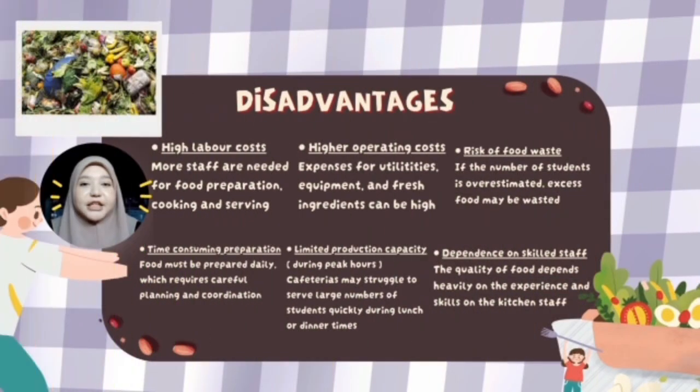The disadvantages of using conventional food service system in universities are, first, high labor costs. More staff are needed for food preparation, cooking, and serving. Second, higher operating costs. Expenses for utilities, equipment, and fresh ingredients can be quite high. Next, risk of food waste. If the number of students is overestimated, excess food may be wasted.